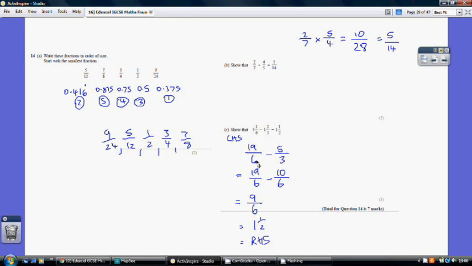Now in order to get a common denominator, we can have a common denominator of 6. So the first fraction stays the same. The second fraction we need to multiply top and bottom by 2, giving us 10/6. Now that we've got the common denominator, we can just subtract the numerators. 19 take away 10 is 9. So we've got 9/6, which is 1 3/6, which is 1.5, which is what we've got on the right hand side.